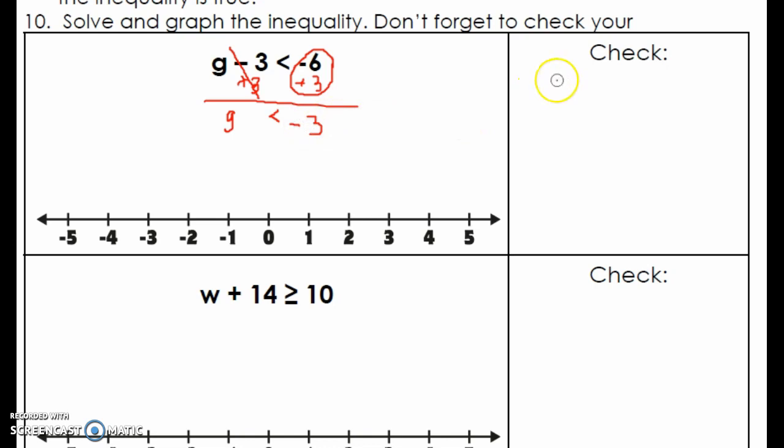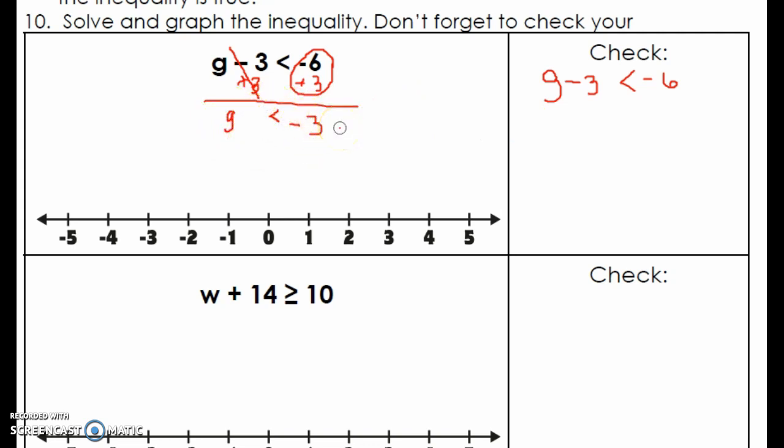Now, before I graph it, let's do a check. The very first thing we always do, even in an inequality, is to write the original inequality. So g minus 3 is less than negative 6. Now, what I got for this is g is less than negative 3. So I can use any number that's less than negative 3. I think I'll use negative 6. Does everybody understand this? I'm looking for numbers that are less than negative 3.